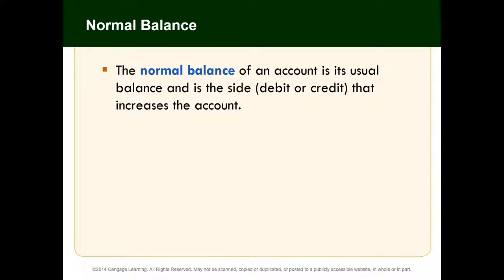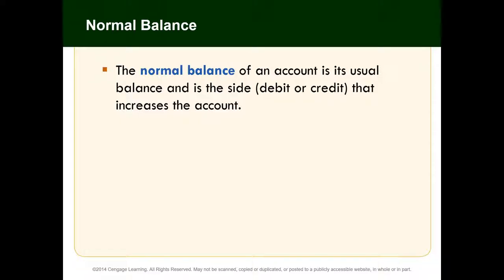For all liabilities, liabilities increase on the right side, correct? On the credit. So the normal balance of all liabilities should always be on the credit side, on the right side. Okay? All right.